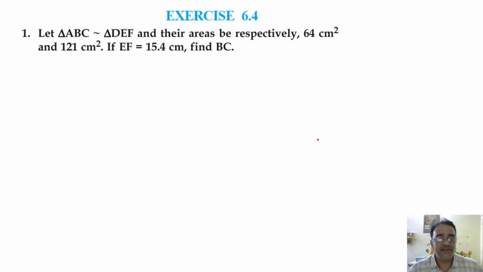Okay. Now we are going to start some important questions from exercise 6.4. So let us start with the first question. Let triangle ABC be similar to triangle DEF and their areas be respectively 64 centimeter square for triangle ABC and 121 centimeter square for triangle DEF, and EF is given, we need to find BC.